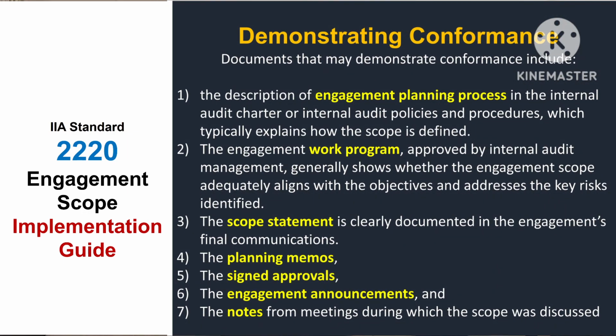The description of the engagement planning process in the internal audit charter or the internal audit policies and procedures typically explains how the scope is defined. The engagement work program approved by internal audit management generally shows whether the engagement scope adequately aligns with the objectives and addresses the key risks identified. The scope statement is clearly documented in the engagement's final communications, the planning memos, signed approvals, engagement announcements, and the notes from meetings during which the scope was discussed.